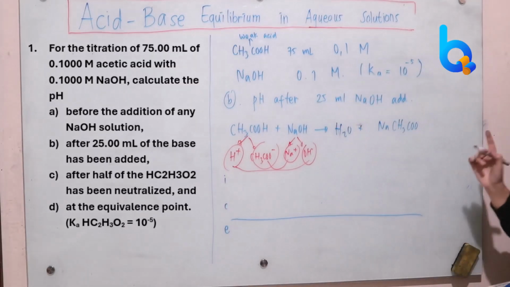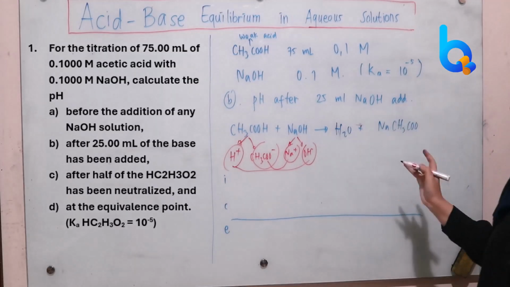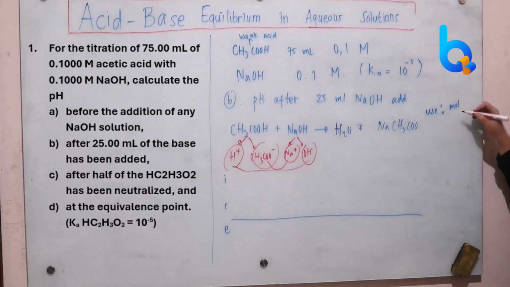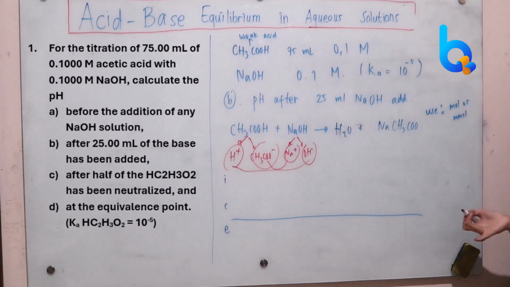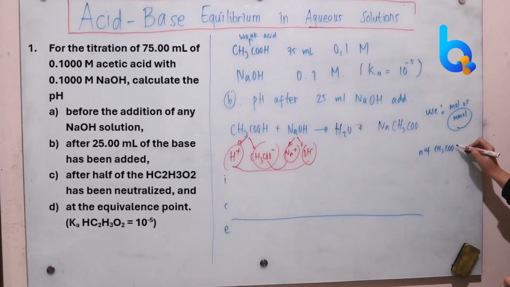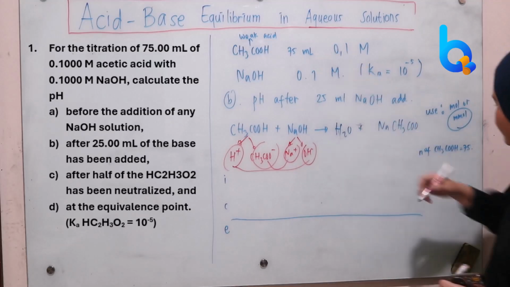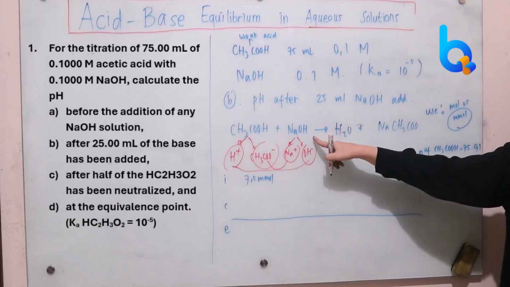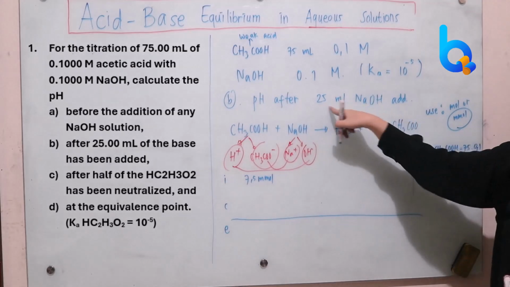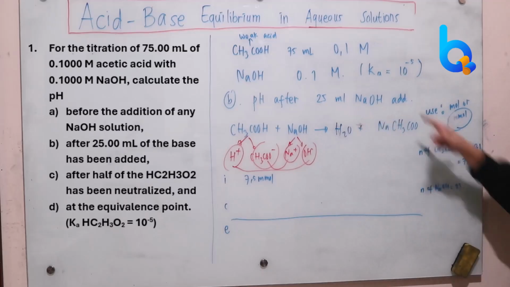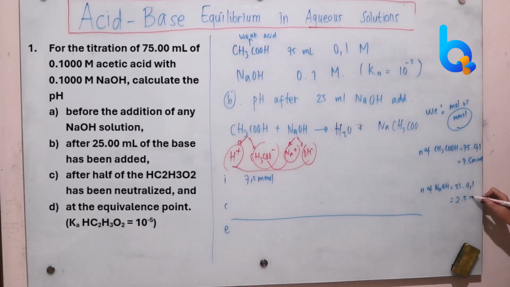Okay, we go with ICE. Remember with ICE in this situation, you have to use mole. As I said before, you can use mole or millimole, it's also accepted. I think we go with millimole. So we calculate the mole of CH3COOH: 75 times 0.1, that's 7.5 millimole. Okay, we put this. And NaOH we can see is 25 milli. So n of NaOH would be 25 times the concentration, so 2.5 millimole.